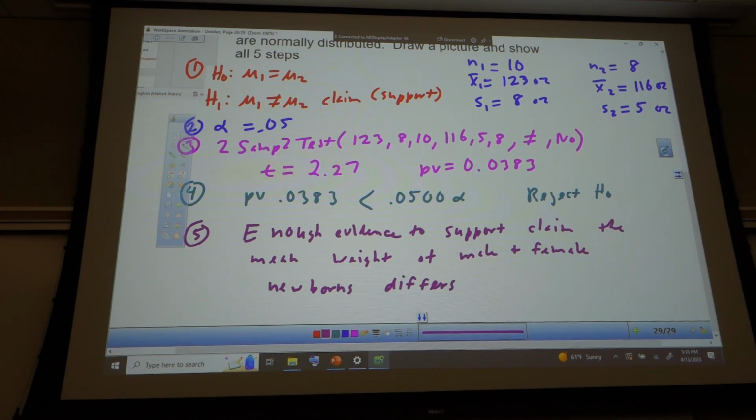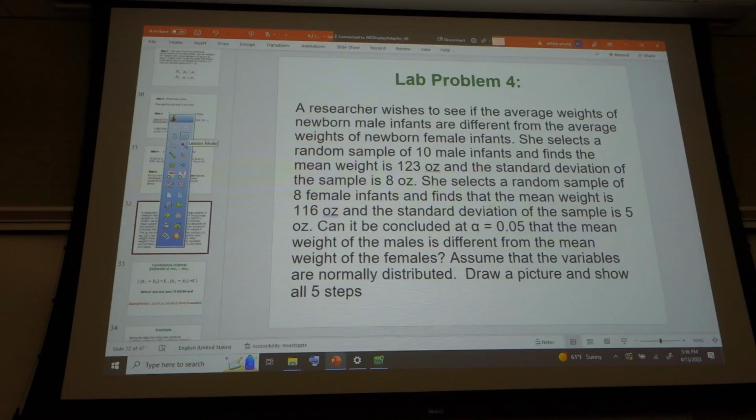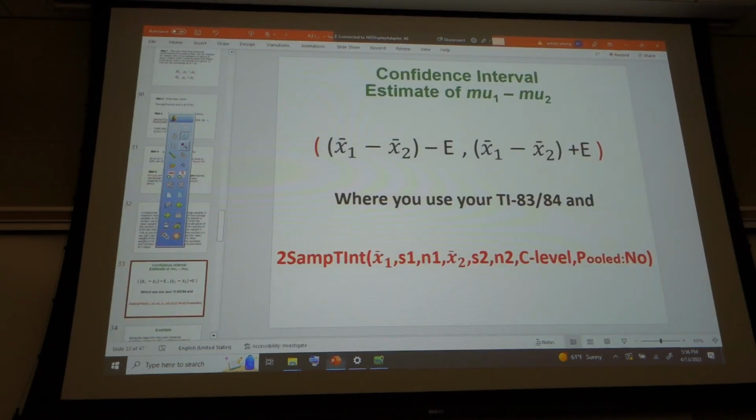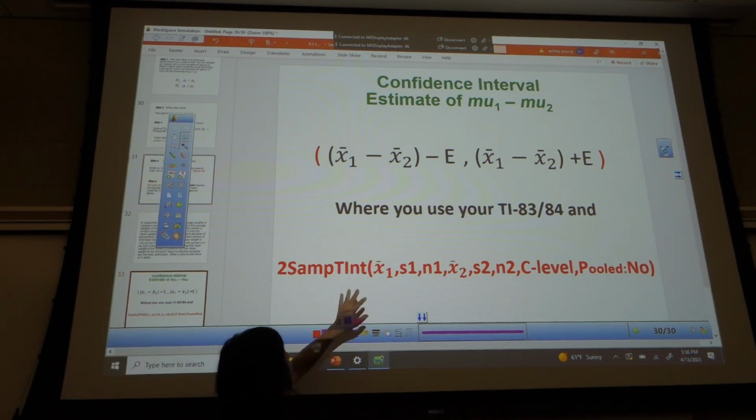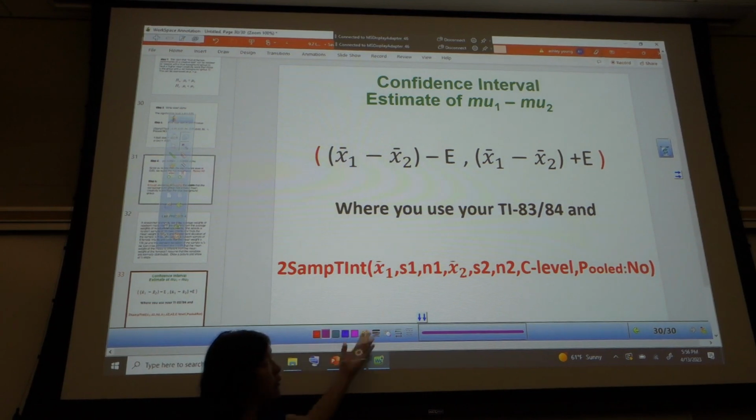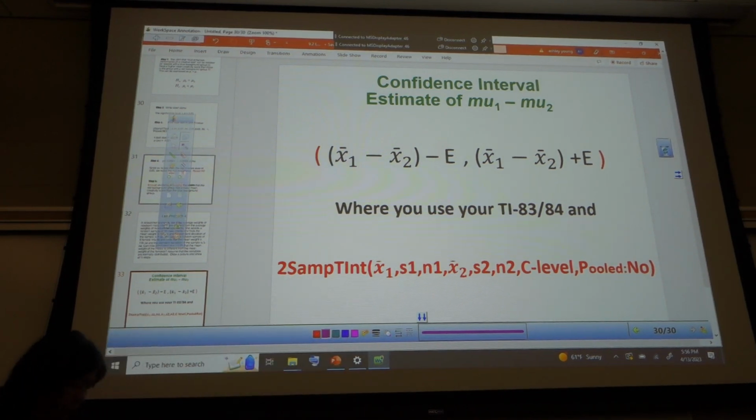Okay. Good. All right, everybody feeling good with this one? We're just going to go ahead and match up with their corresponding confidence intervals. Again, the confidence interval is going to be our statistic, x bar 1 minus x bar 2, plus or minus our error. But again, we're going to skip all that and just go straight to the 2-sample t interval, making our life easier.